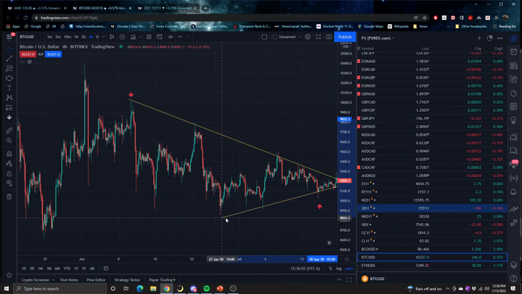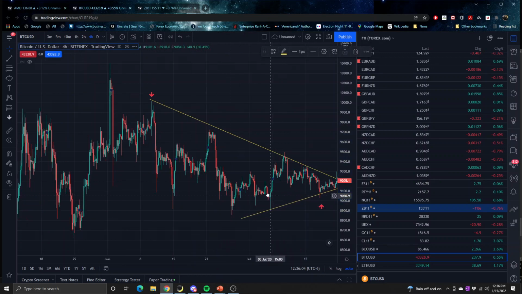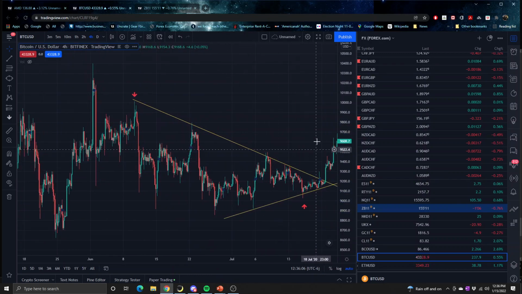Now, if you know much about chart patterns, you can see that this is starting to move into something that's a triangle, which again ends up being a breakout. And trend lines are really good for confirming that the price is breaking out.